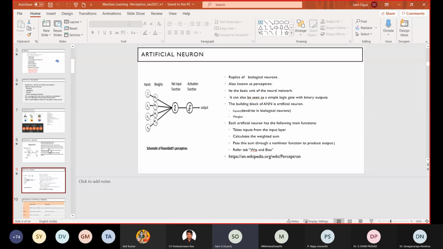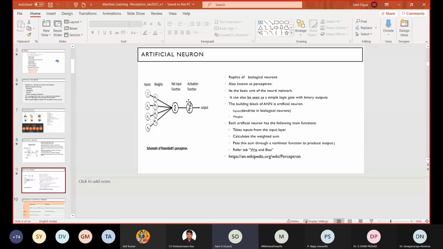Each artificial neuron has the following functions. It takes input from the input layer, and then it calculates the weighted sum. When you say weighted sum, don't get confused. It is just a function by which it takes a number of inputs and spits out a single variable. That is what we call a weighted sum. When the sum is aggregated, it goes through an activation function. The function of the activation function, depending upon the strength of the weighted sum, is to decide whether the signal should be transmitted to the next layer or not.